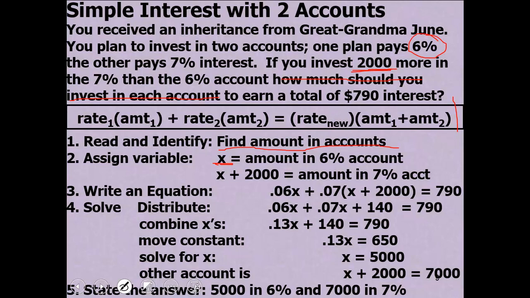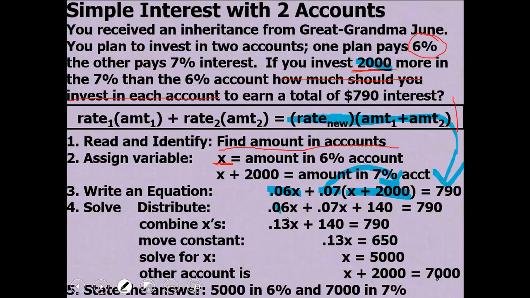So I have 6%, 0.06, times X plus 0.07 times X plus 2,000. Why? Because I know from what I'm told that you're going to invest $2,000 more in that account. And then when it's all said and done, they've already figured out this value right here needs to be $790. They give you this. You don't have to calculate this anymore. We're going to distribute. Don't forget to do this one, you guys. I still have people who are struggling with distribution. We need to learn that.